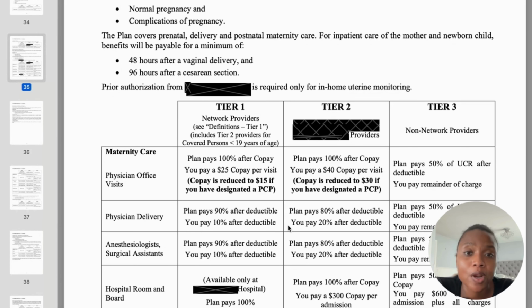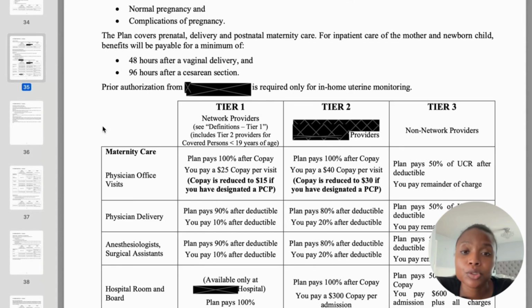For tier 2 providers, your plan is paying a little bit less, or paying 80%, which means you're paying a little bit more. You're paying 20% after you meet your deductible. And then for tier 3 providers, your plan is paying 50% of the usual and customary and reasonable fees after your deductible, which is what the UCR means, and then you're paying for the remainder of the charge afterwards.